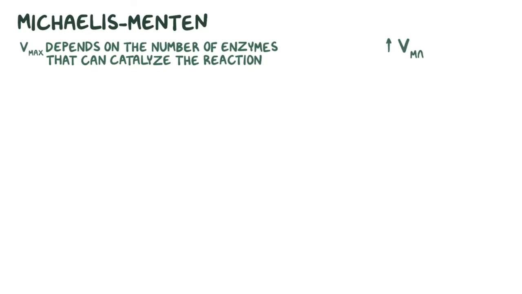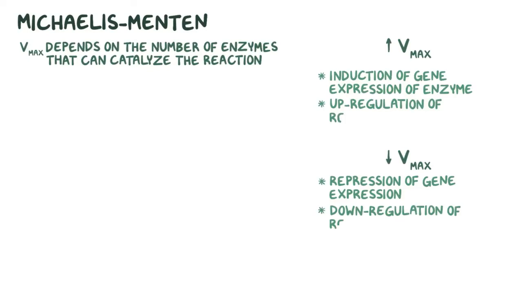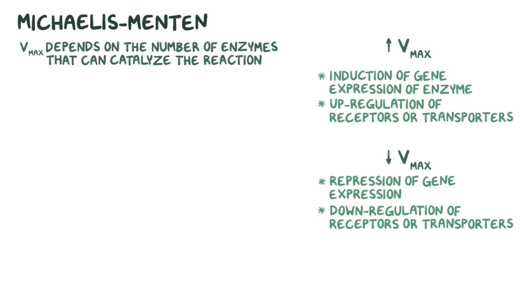One way to increase Vmax is induction, which is when there's an increase in gene expression of an enzyme. The opposite, or a decrease in Vmax, might happen if there's repression or silencing of gene expression. If we're talking about membrane receptors or transporters, upregulation or downregulation of receptors or transporters on a cell's surface would cause an increase or decrease in Vmax, respectively.